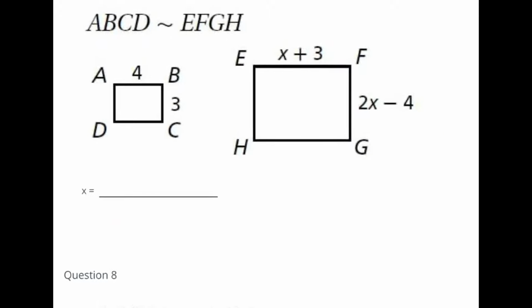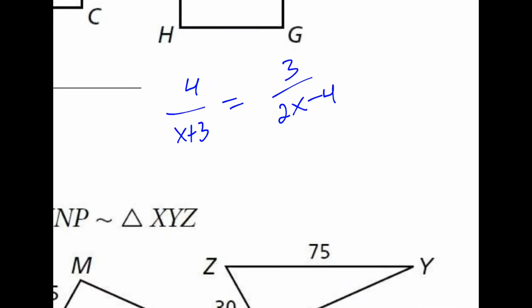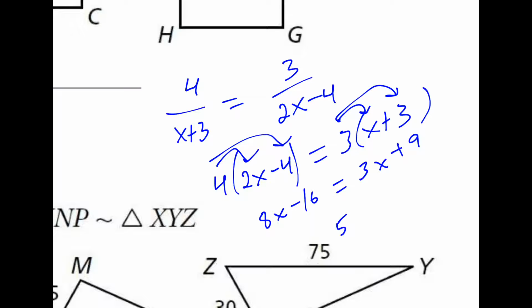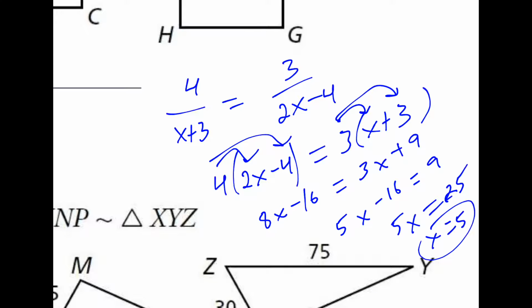For number 7, we're solving for x, so we can say that 4 is to x plus 3 as 3 is to 2x minus 4. This involves some cross multiplication, so we end up with 4 times the quantity 2x minus 4 is equal to 3 times the quantity x plus 3. I distribute to each term inside the parentheses, and this gives me that 8x minus 16 is equal to 3x plus 9. If I subtract 3x from both sides, I get 5x minus 16 is equal to 9. Then I'll add 16, so I get 5x. 5x is 25. I got a low battery notification there. So x is equal to 5.